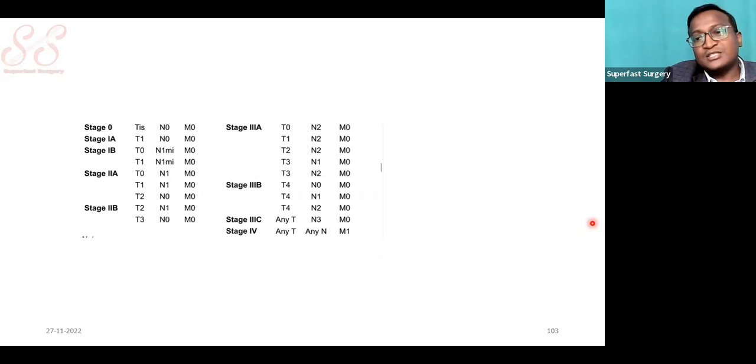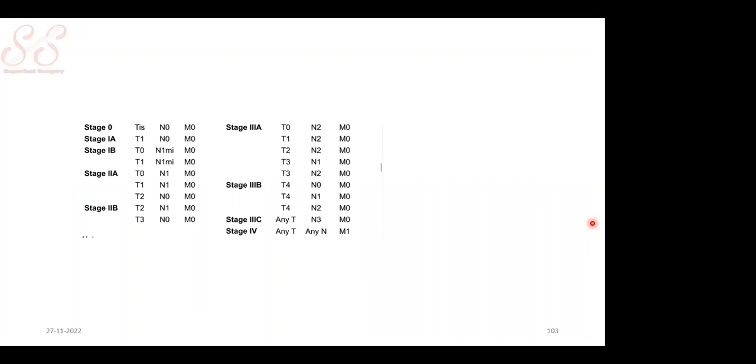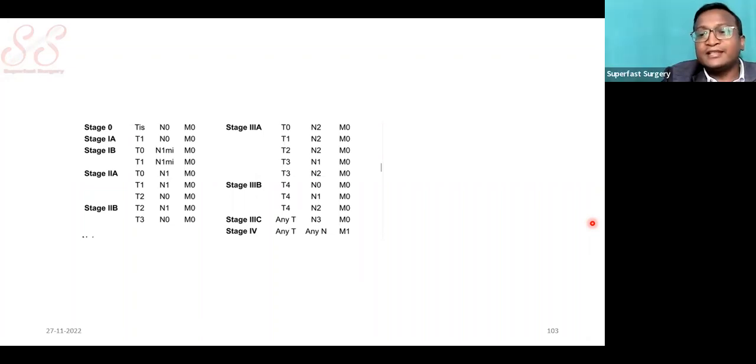Which tumor has no stage 4, only stage 1, 2, 3? That is CA testis. Which tumor has only stage 4? Anaplastic thyroid cancer. Which tumor has only stage 1 and 2, no 3 and 4? That is differentiated thyroid cancer less than 55 years of age. In which tumor is age taken into account? CA thyroid.